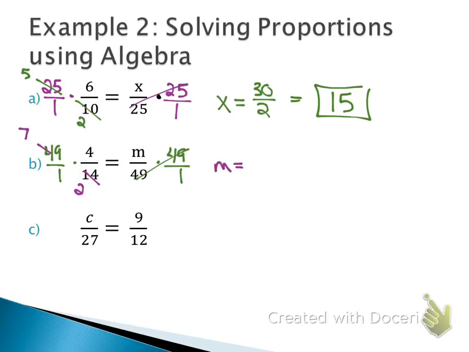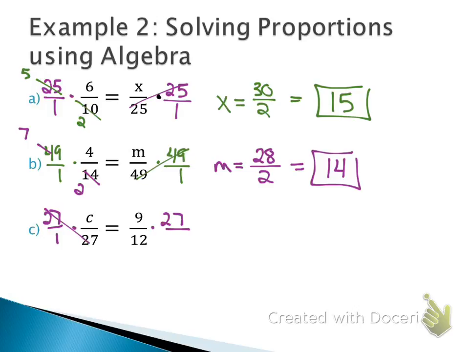M equals 28 over 2. Does that reduce? Yes. To what? 14. Very good. 14. All right, try to solve C on your own. What do I multiply both sides by? 27. Yep, 27 both sides.